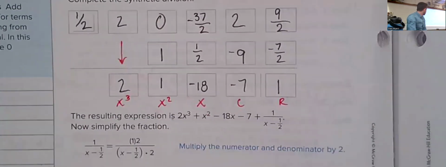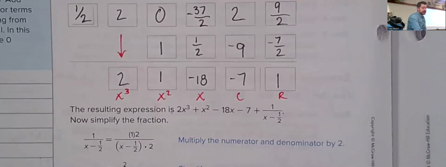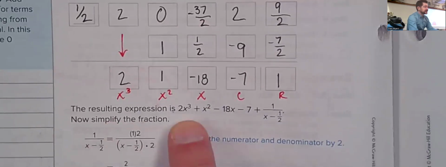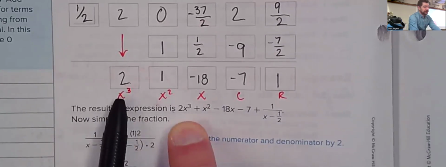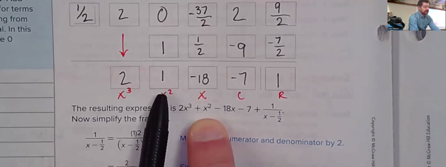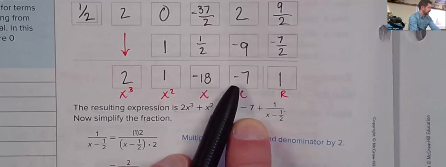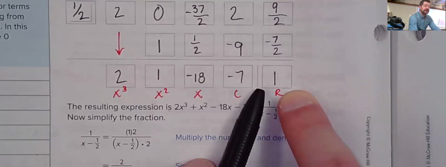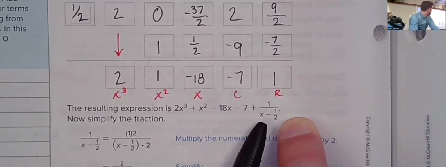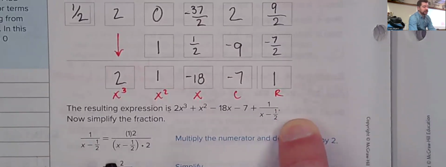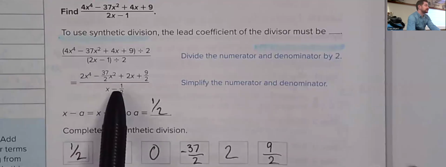And you can see right down below here, the resulting expression is 2x cubed, right there, plus x squared, right there, minus 18x, right there, minus 7, right there, with a remainder of 1 divided by the divisor, which when we divided everything by 2 was x minus 1 half. So there's our answer.